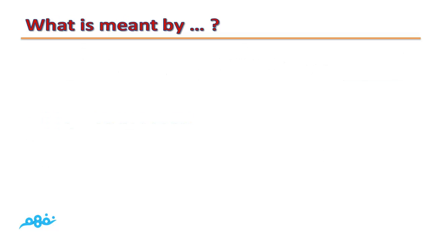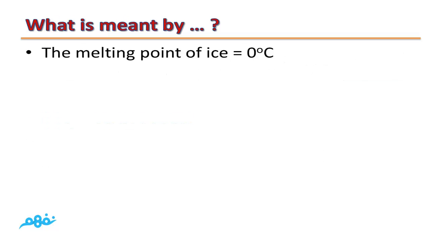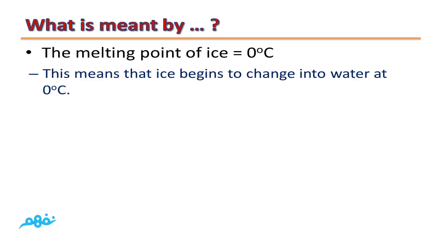Let's have a question. What's meant by the melting point of ice is 0 degrees Celsius? This means that ice begins to change into water, because ice is the solid state and water is the liquid state, at 0 degrees Celsius, which is the melting point of ice.